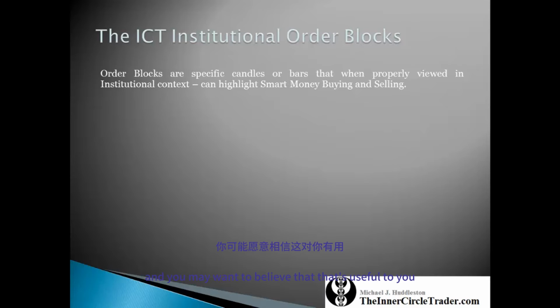And you may want to believe that that's useful to you, and I'm not going to argue against it if that's what you want to do with your time, trying to wade through all of the countless reports and number crunching that's attributed to fundamental data. That's not for me. But if you want to do that, it's your cup of tea. Go right ahead and have at it.